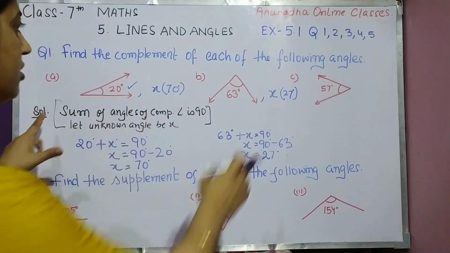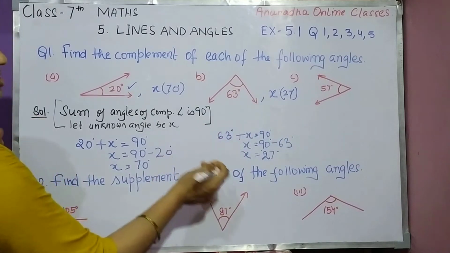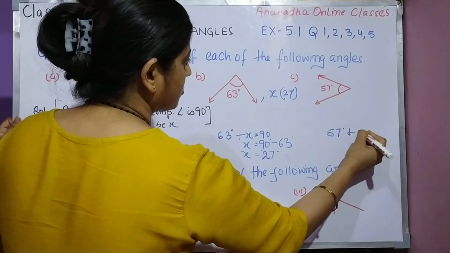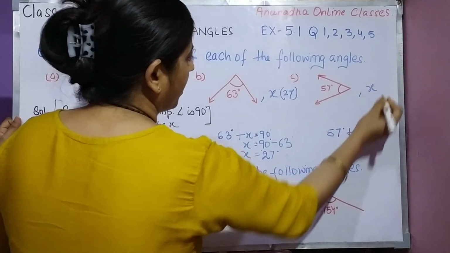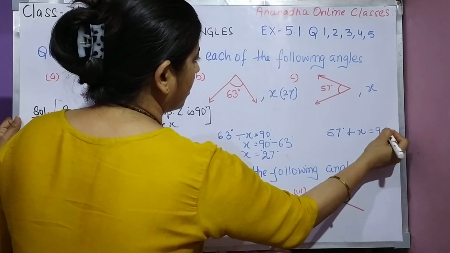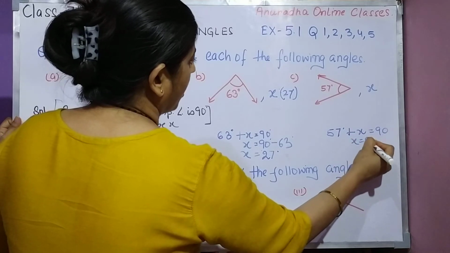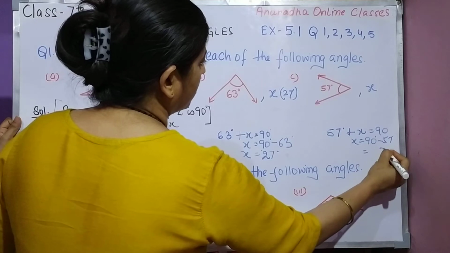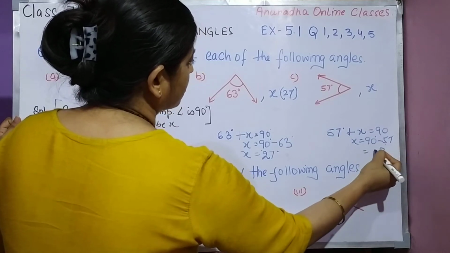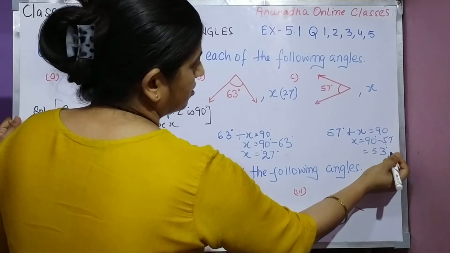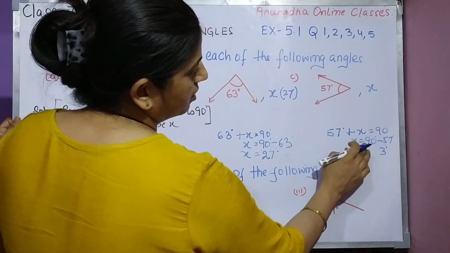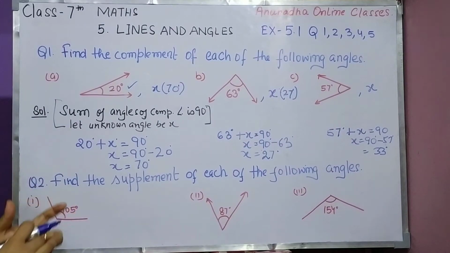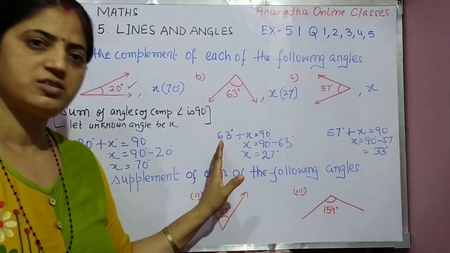And the third part also you will write this first, then after you will write 57 degree plus x degree is equal to 90 degree. So x is equal to 90 degree minus 57 degree, that will be equal to 3 and 8 minus 3 is 5. No, 8 minus 5 is 3. So in this way you will do this sum.